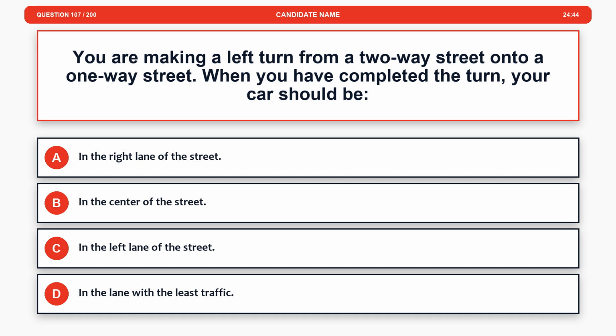When you have completed the turn, your car should be option A, in the right lane of the street. Option B, in the center of the street. Option C, in the left lane of the street. Option D, in the lane with the least traffic.